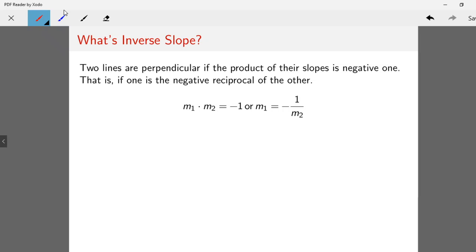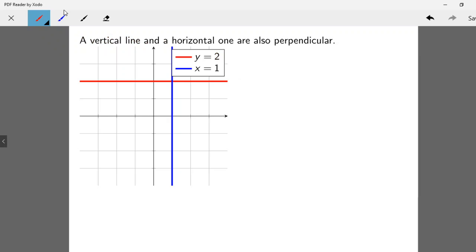Two lines are perpendicular if the product of their slopes is negative 1. That is, if one slope is the negative reciprocal of the other slope. The product of slope 1 and slope 2 is negative 1, or slope 1 is equal to negative 1 divided by slope 2. Since vertical lines don't have slope, we also have to make special mention that a vertical line and a horizontal line are also perpendicular.